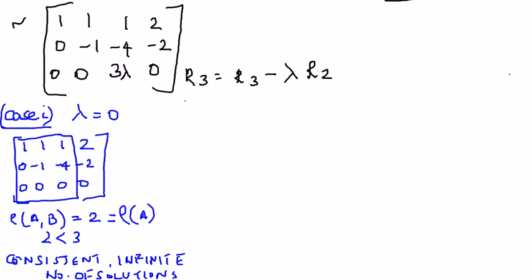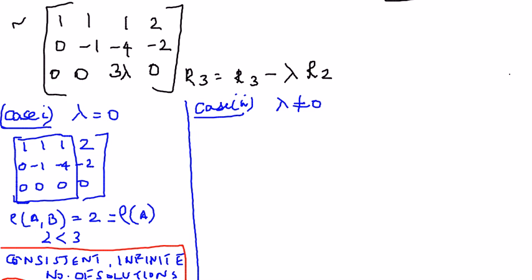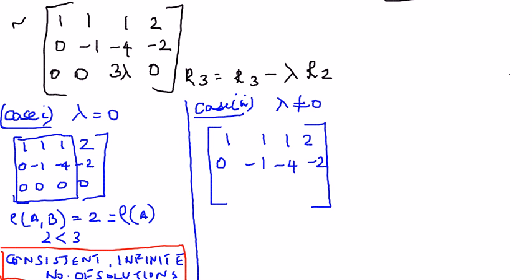Now let's have case 2, when lambda is not equal to 0. Okay, how will your matrix look like? So is this clear? I'll repeat it again later. So let's proceed with case 2. In case 2, if my lambda was not equal to 0, how will my matrix look like? It will be 1, 1, 1, 2, 0, minus 1, minus 4, minus 2, 0, 0. If my lambda was not 0 and it just took the value of 1, for example, this is just an example. It will take some arbitrary value, I am assuming, and this will be like this.